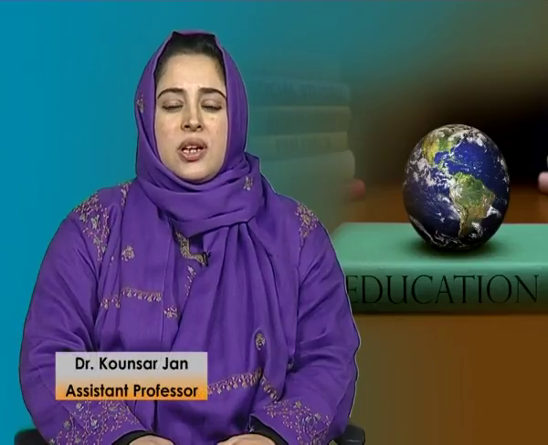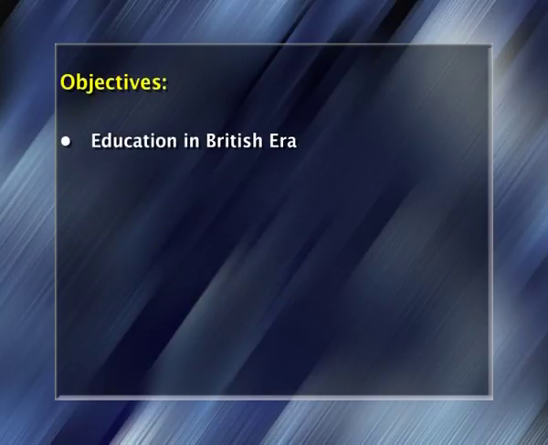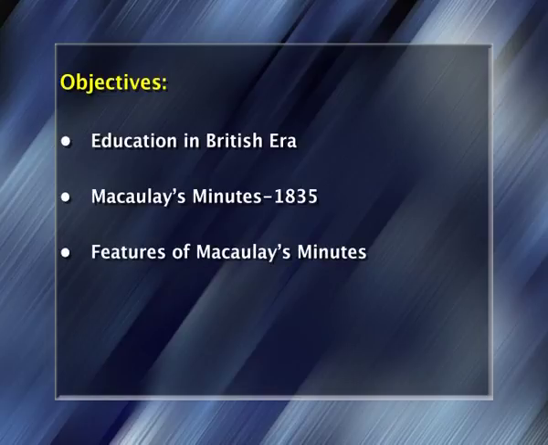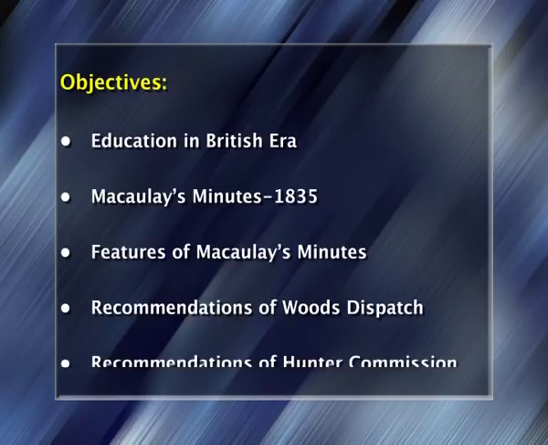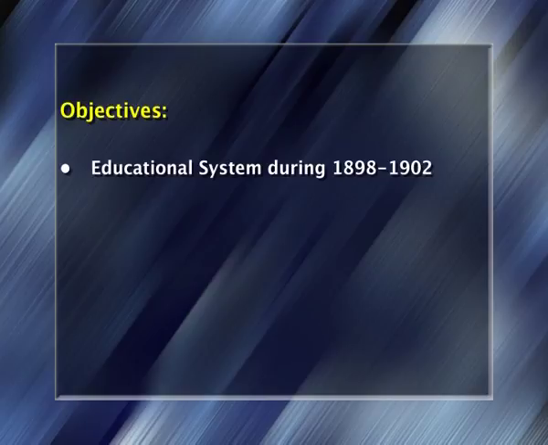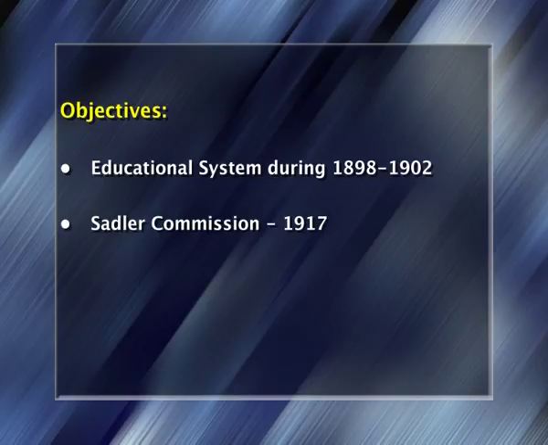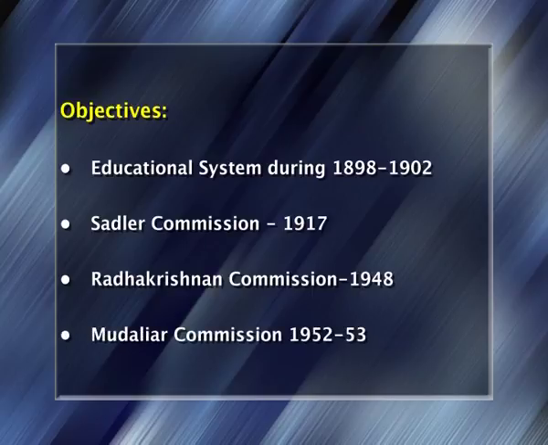Well students, today our topic is education in British India and growth of modern system of education after 1947 AD. While going through this topic, we will come to know about education in British era, Macaulay's Minutes 1835, main features of Macaulay's Minutes, recommendations of Wood's Dispatch, recommendations of Hunter Commission, educational system during 1898-1902, Sadler Commission 1917, Radhakrishnan Commission 1948, Mudaliar Commission 1952-53.